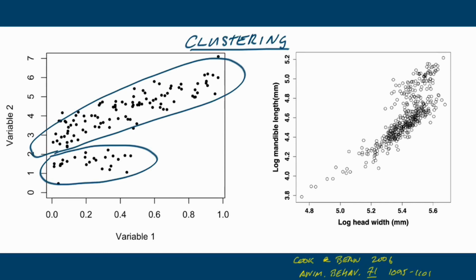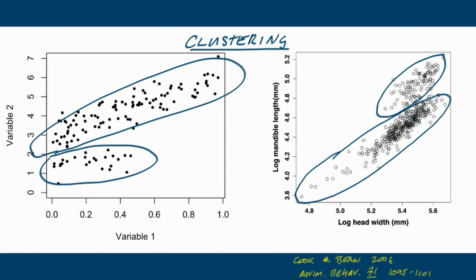And if you look at this scatter plot, you can see that there are two groups in the data. We've got one group of fig wasp males that have large mandibles for their body size, and then we have another group of males that have rather smaller mandibles for their body size. And it's very likely that this difference reflects difference in the actual behaviour of the animals.